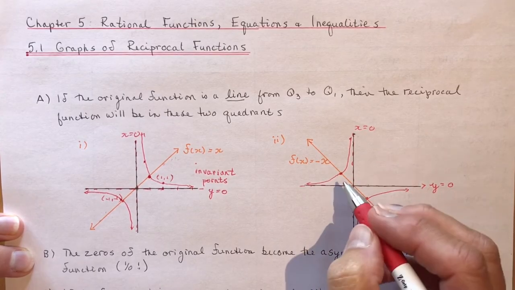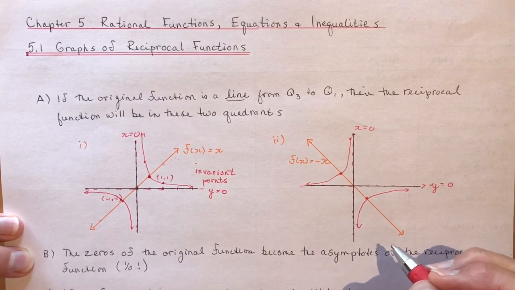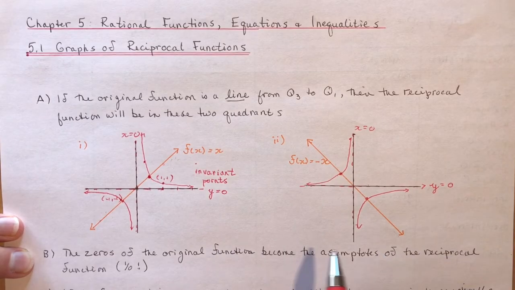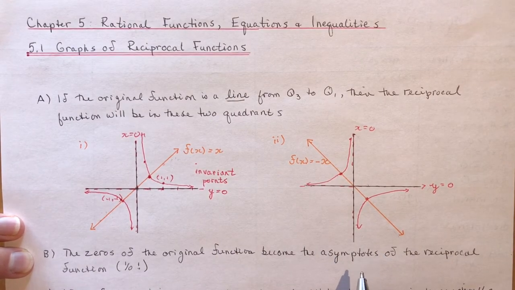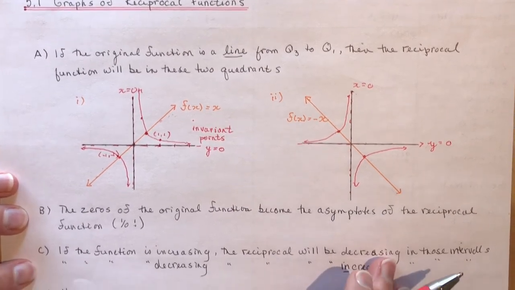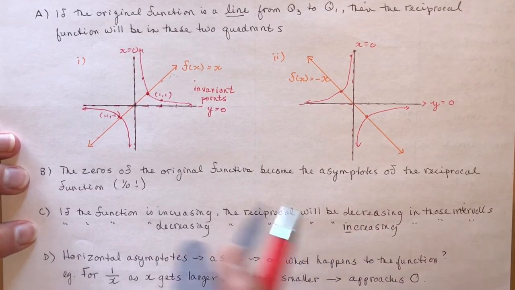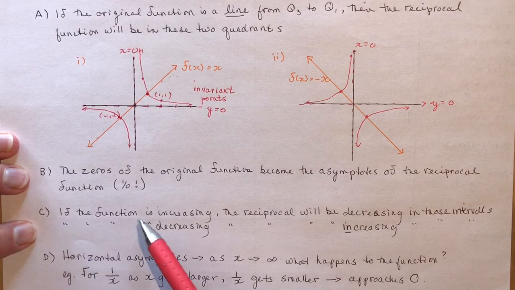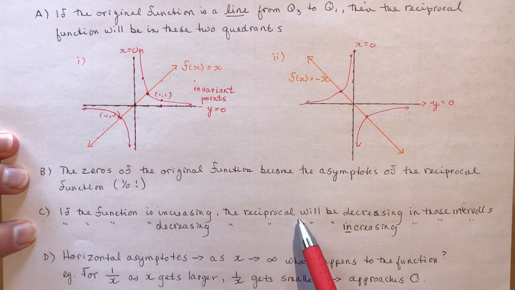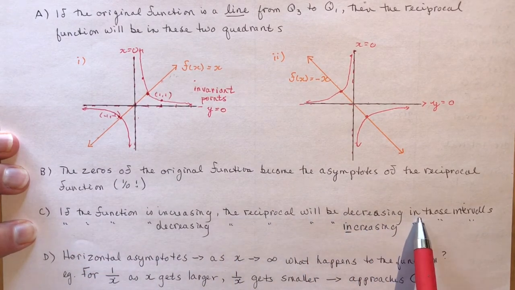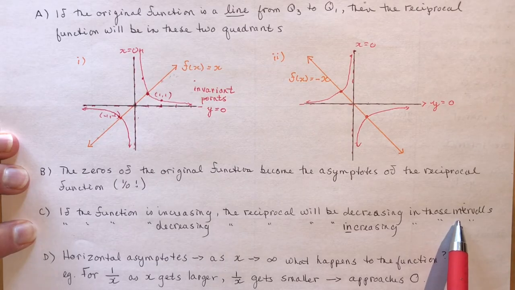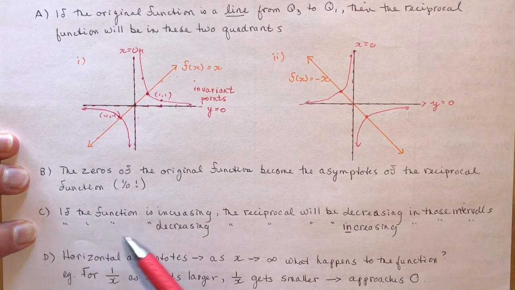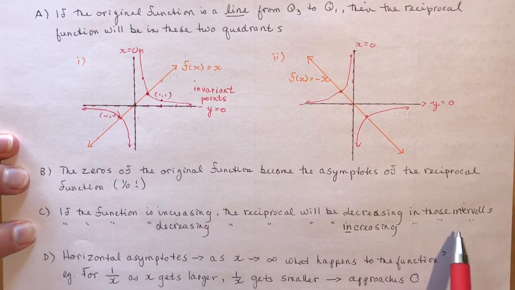So these functions are familiar to you. You've done 1 over x before. So what are the key things that are happening with our reciprocal functions here? We have the zeros become asymptotes. If the function is increasing, the reciprocal will be decreasing in those intervals. And if the function is decreasing, it will be increasing in those intervals.